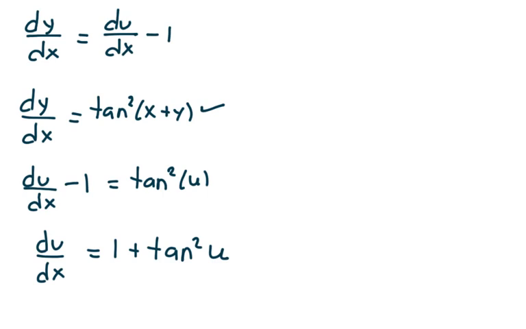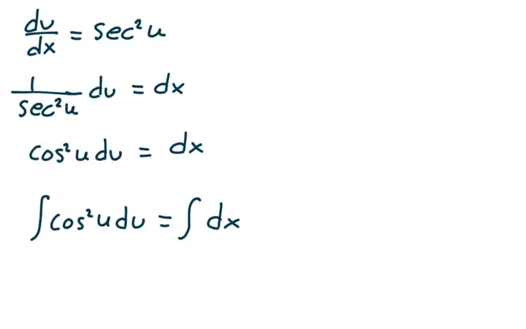Solving for du/dx, we get du/dx is 1 + tangent squared of u. But 1 + tangent squared of u is secant squared of u. So du/dx is equal to secant squared of u. And just like that, we have another separable differential equation. So we can write this as follows. We can say 1 over secant squared of u du is equal to dx. But 1 over secant squared of u is cosine squared of u. So cosine squared of u du is equal to dx.